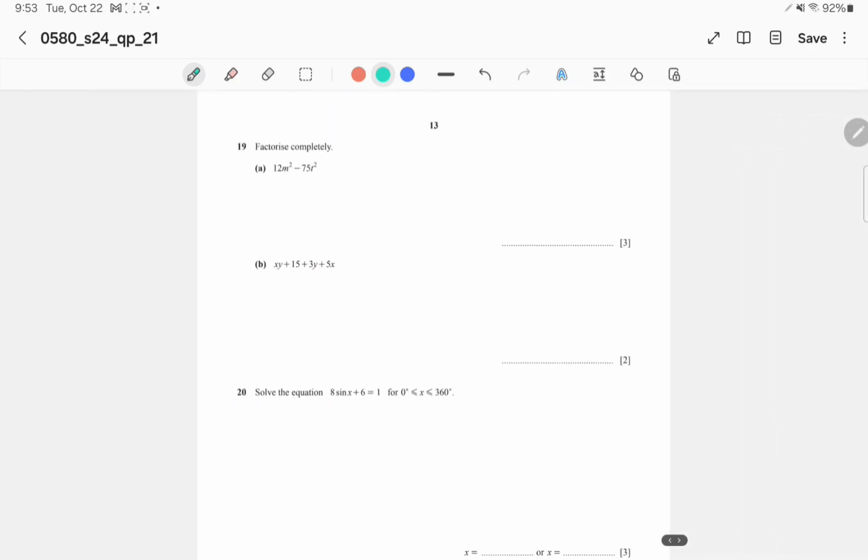Next question, 19th question, factorize 12m square minus 75t square. So 12 and 75, common factor may be 3. I am taking it out. So remaining is 4m square, and here 75 is 25 times t square. So now we will split this one as 2 into 2, here it is 5 into 5. So on factorization, 3 we will make it as common. Here it will become 2m plus 5t and 2m minus 5t, because minus is in between. So this is the answer for part A.